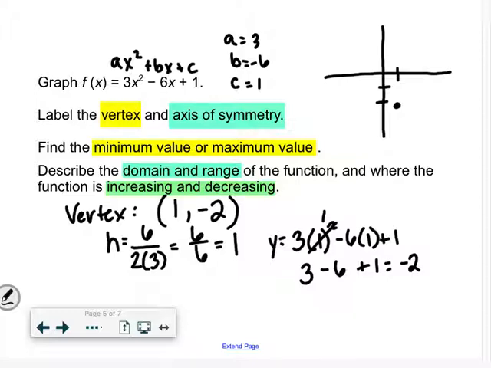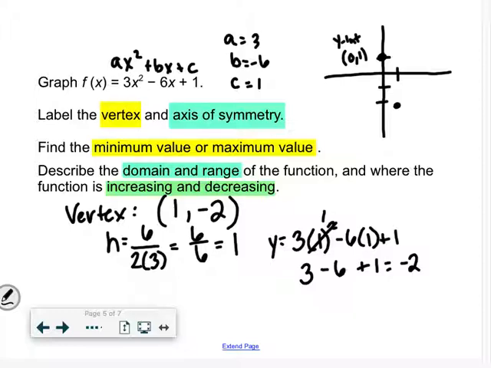Since my vertex is not on the y-axis, I could easily find my y-intercept here. What's my y-intercept? One. If I were to plug 0 in for x, these terms would cancel to 0, and I would just be left with 1. So my y-intercept is at 0, 1.